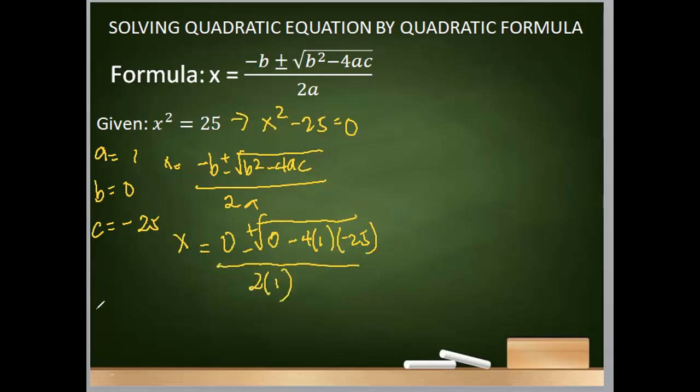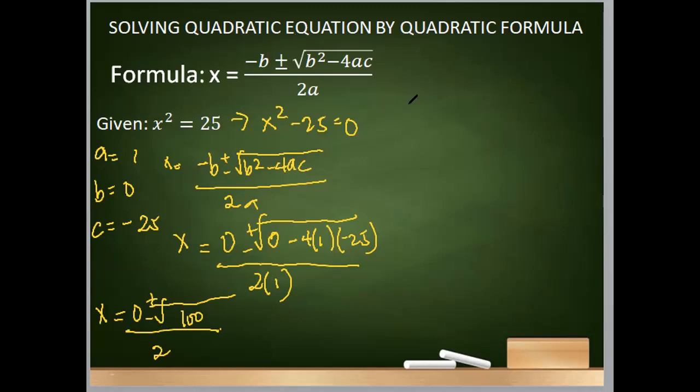Okay, so now let's simplify. x is equal to 0, positive and negative square root of negative 4 times 1 is negative 4. Negative 4 times negative 25 is 100. Okay, all over 2. Okay po. So ngayon, let's simplify or let's find the value of x. Dito na po tayo. Mag-change po ako ng color ulit.